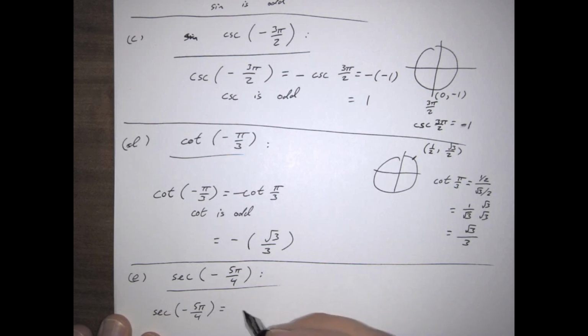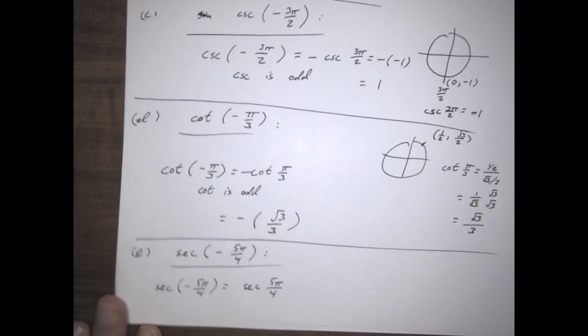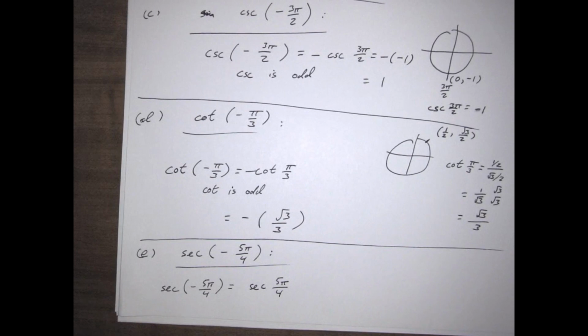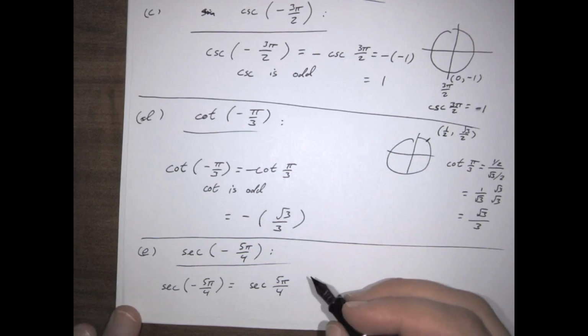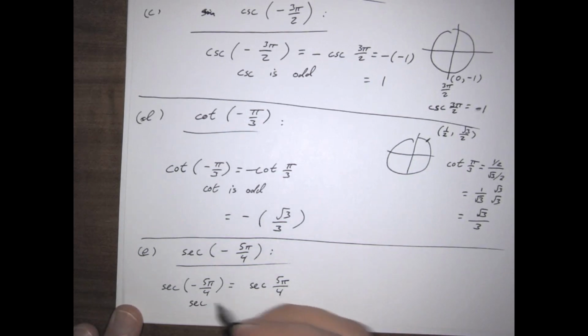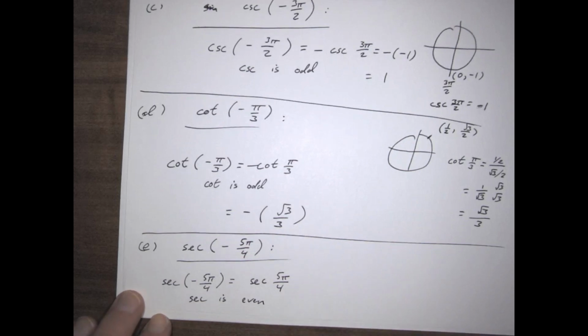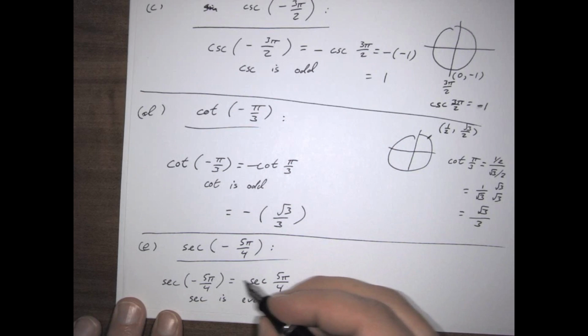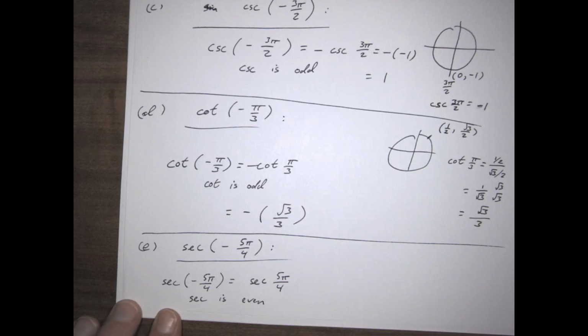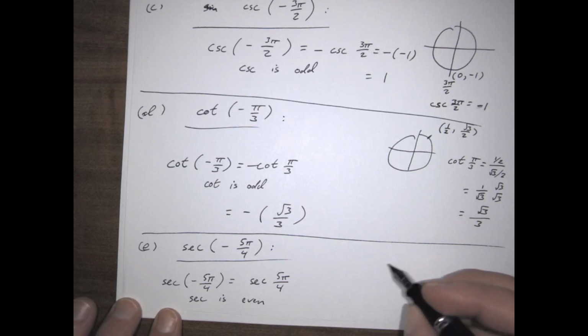We are going to try to relate this somehow to secant of regular 5 pi over 4. And the question is, is secant an even or an odd function? Well, secant is reliant on the x, and the x doesn't care if the angle becomes negative. It stays the same x coordinate. So what that means is that it is even. So secant is even, which means that this is not negative secant 5 pi over 4. It's just equal to secant 5 pi over 4.